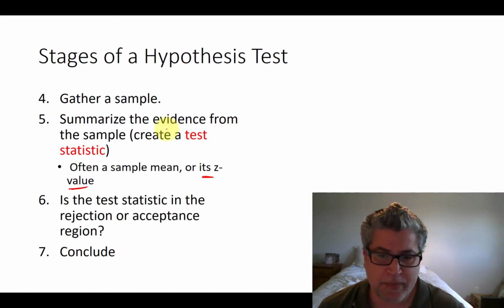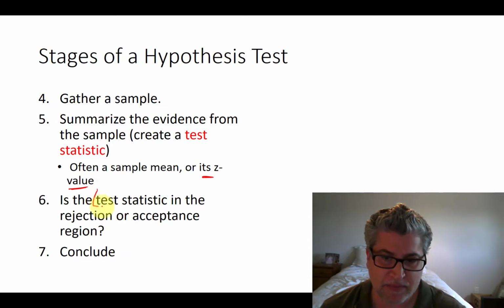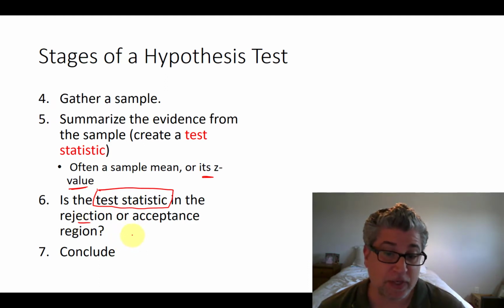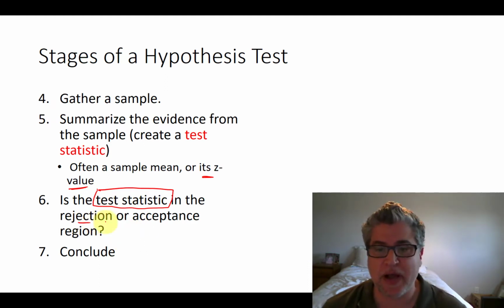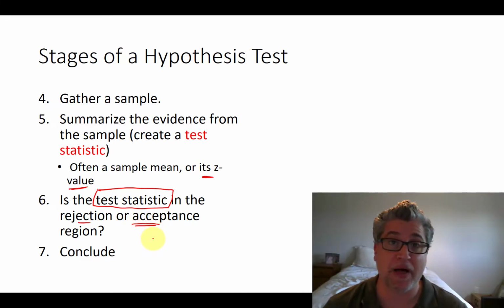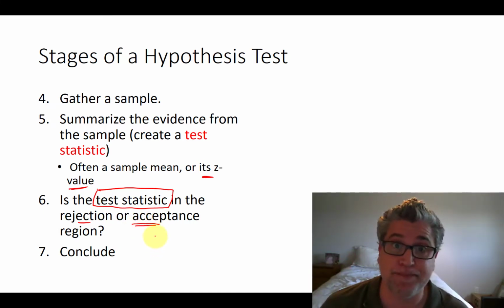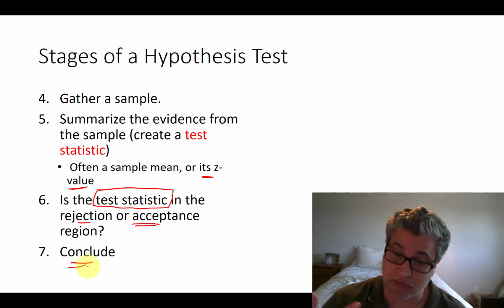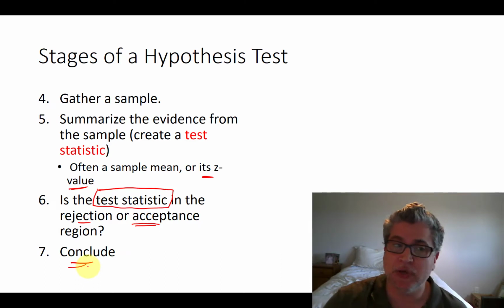Finally, you want to compare your sample evidence, as encapsulated by this test statistic, to see whether it rejects or is inconsistent with a particular hypothesis, or is consistent with a particular hypothesis, and we would, quote unquote, accept it. And then just relay your results. Just conclude your study. So those are the broad strokes. All of that is terribly vague. Let's actually do an example right now.